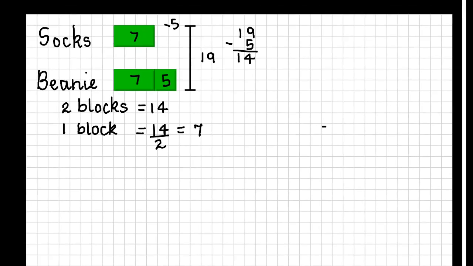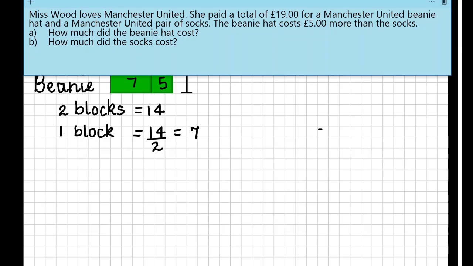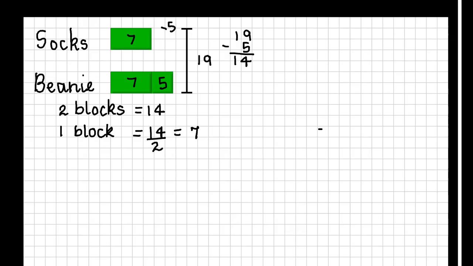We need to now answer the question. A. How much did the beanie hat cost? And B. How much did the socks cost? So A. The beanie hat cost 7, add 5, which is £12. And the socks cost £7. Together they cost £19. So we have solved the word problem using the Singapore barred method.